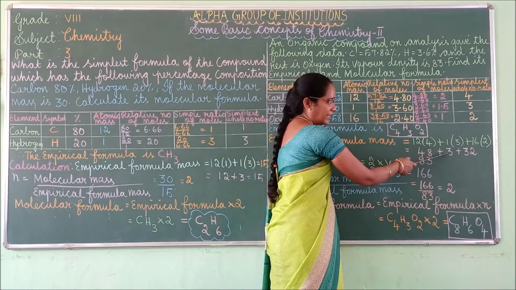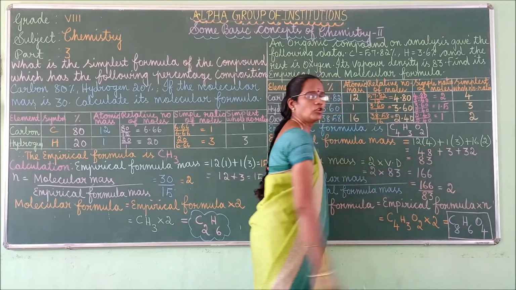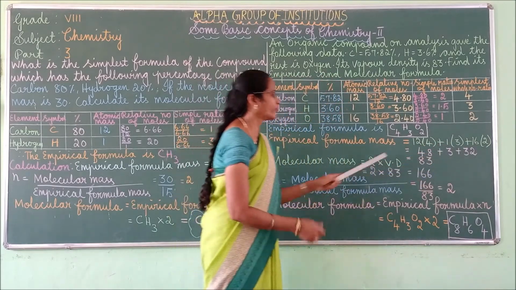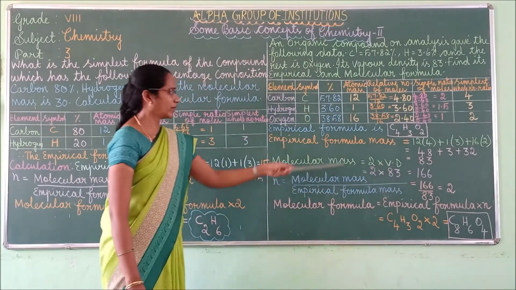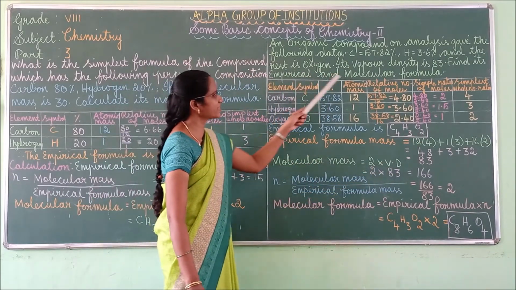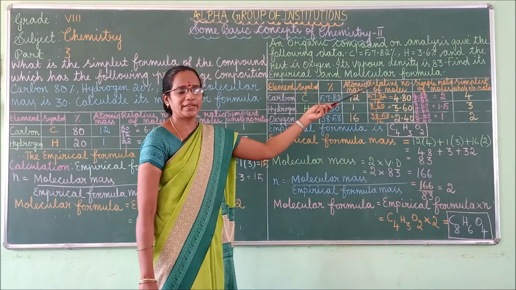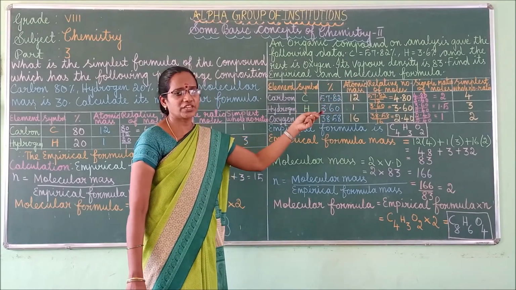Next step: 12 into 4, you will be getting 48. 1 into 3 is 3, plus 16 into 2, you will be getting 32. If you add these, you get 83. Right. So what is the vapor density given? Vapor density is given in the question.